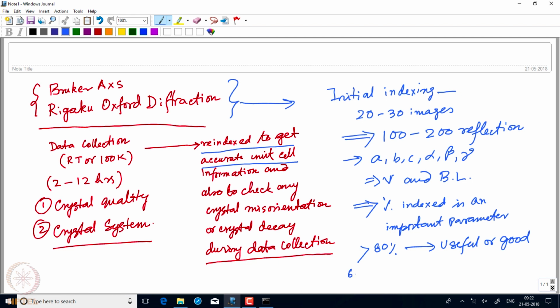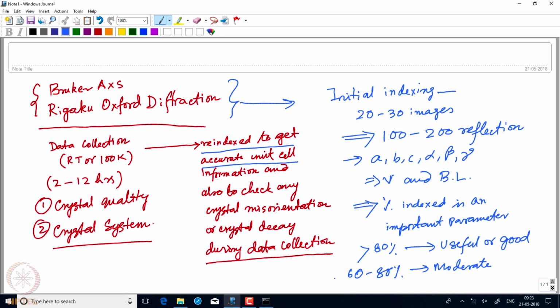If anything is between 60 to 80%, it is moderate, and anything less than 60% is useless. So at this stage we know that if our crystal was good, it would have indexed about 85, 90, 95% of reflections to a particular unit cell. So after the data collection is over, at the re-indexing step, if we see that the percentage of reflections indexed in the desired unit cell has reduced, that means something has gone wrong.